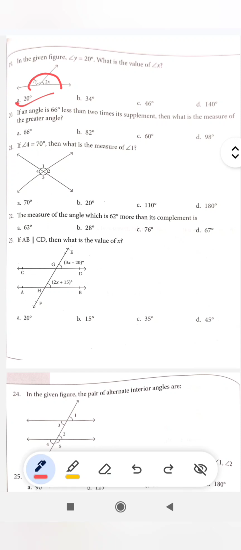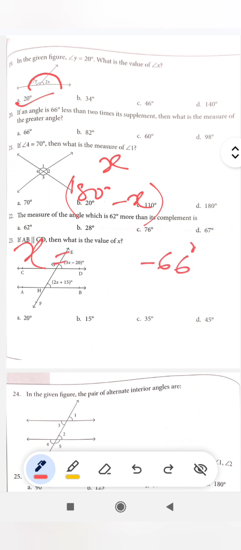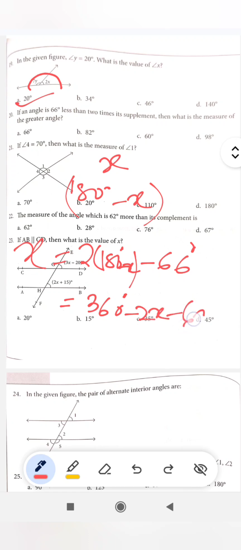Okay, if an angle is 66 degree less than 2 times of its supplement, then what is the measure of the greater angle? It is said that one angle is 66 degree less than 2 times of its supplement. Let the angle be x. Its supplementary angle will be 180 degree minus x. It is said that angle is 66 degree less than 2 times of its supplement.